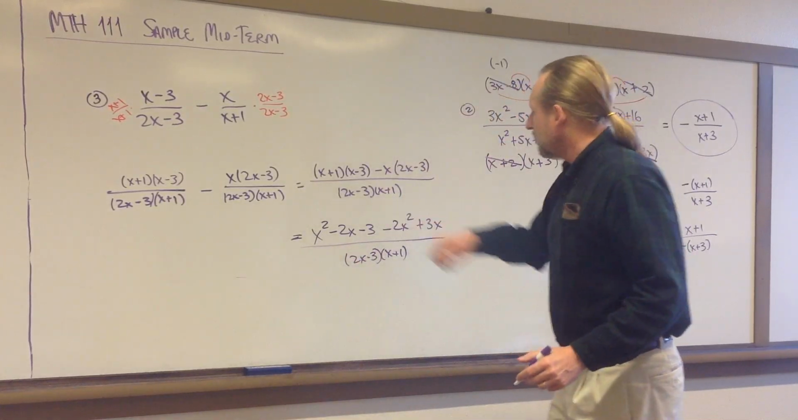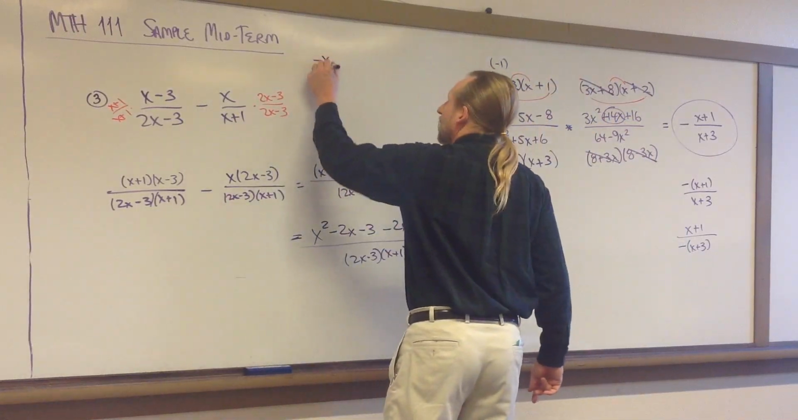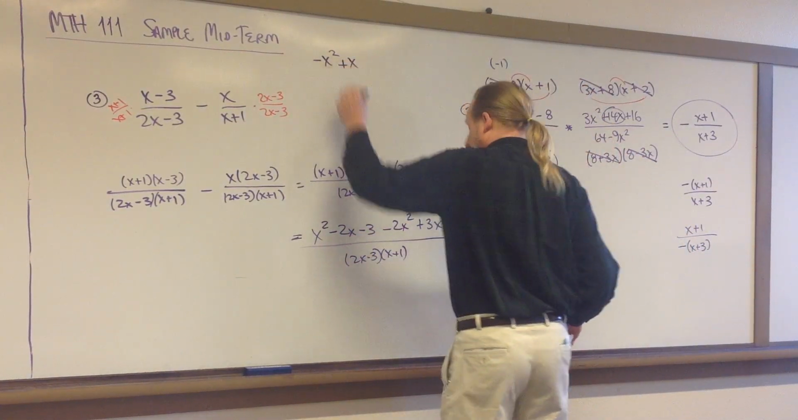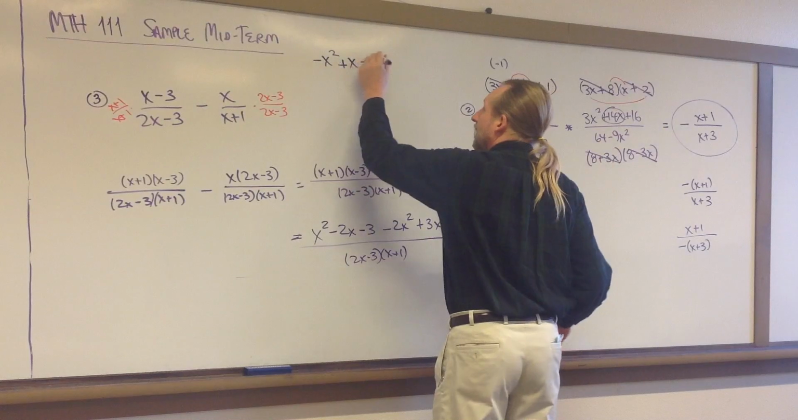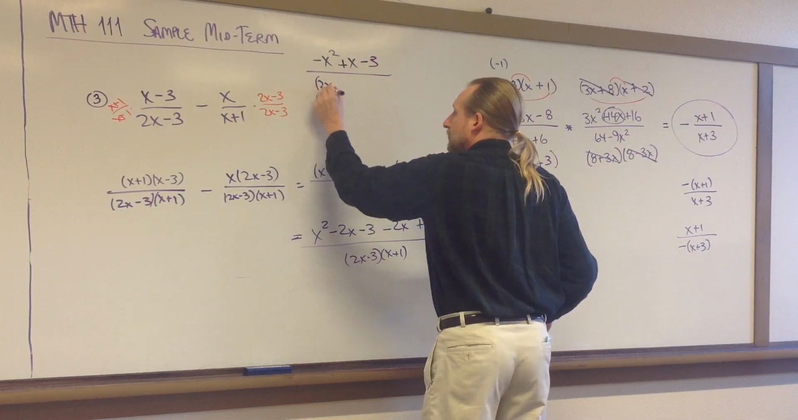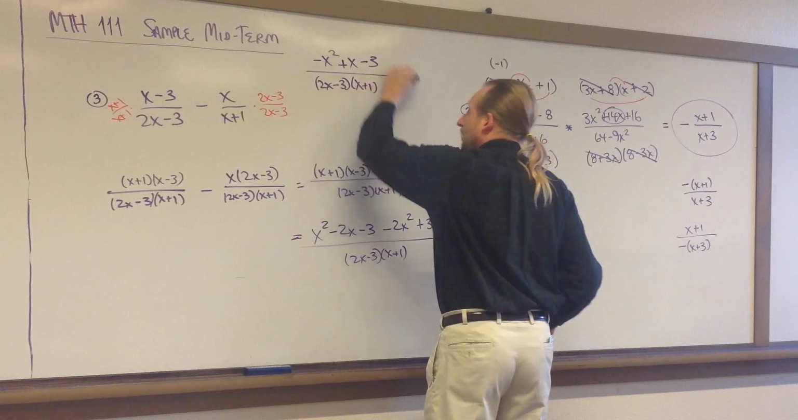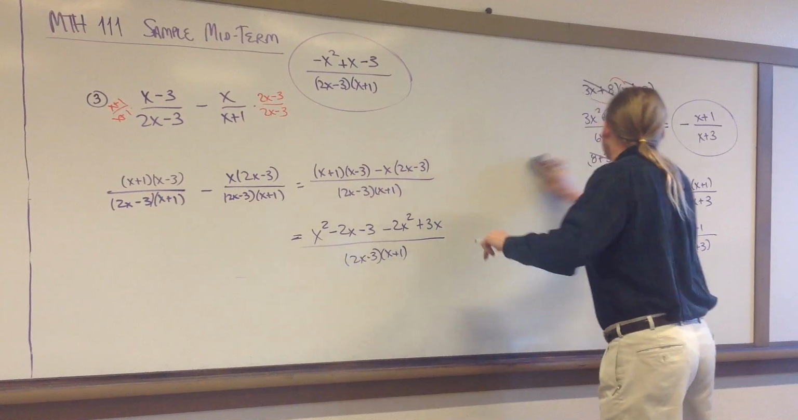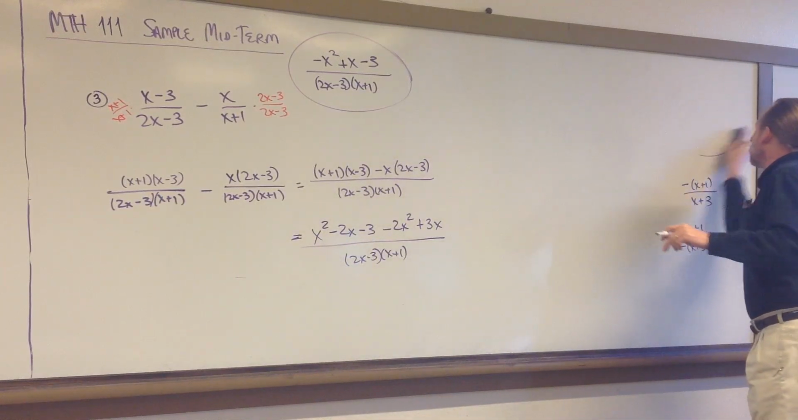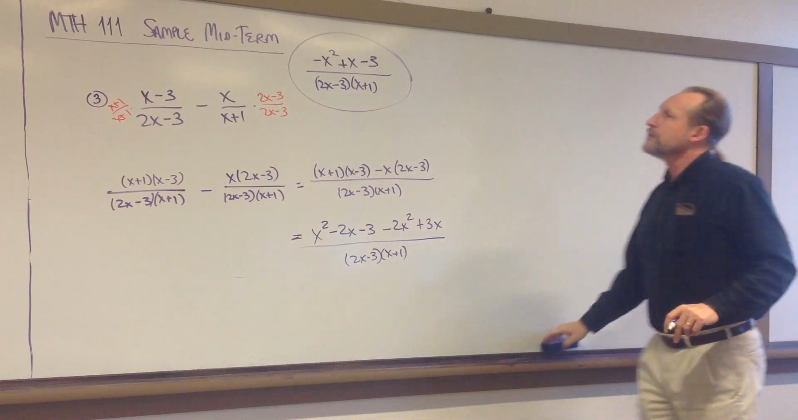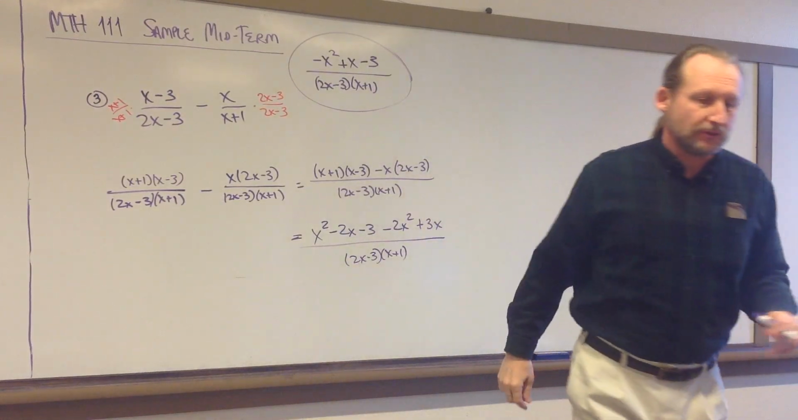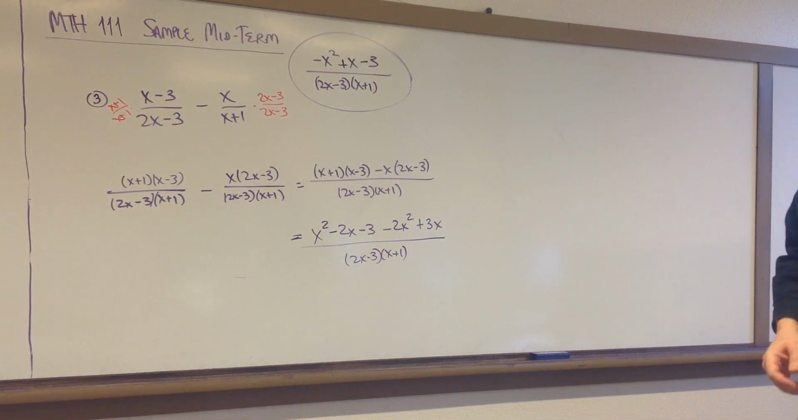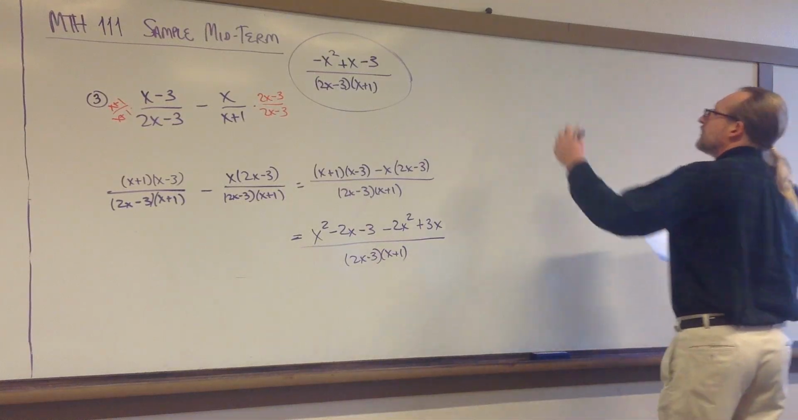Alright, so what are we going to end up with on top? Negative x squared minus 2x and plus 3x, so plus x, and then minus 3 on top, (2x minus 3) times (x plus 1) on the bottom, and there we go. Okay? That is lowest terms, is what I'm trying to say. There's no canceling that we can do in this one, because the numerator is not factorable. Alright, that's problem 3.